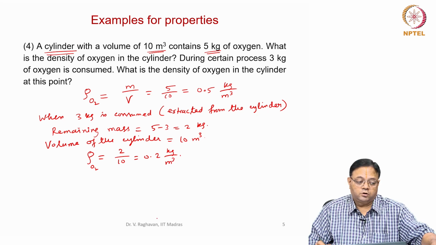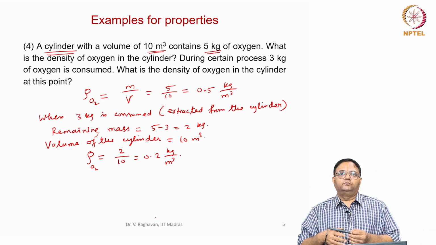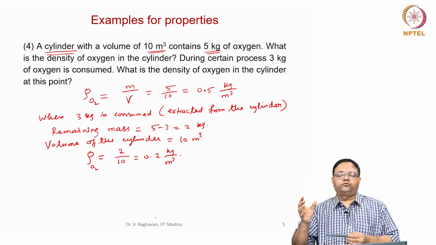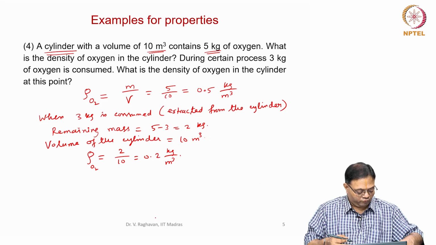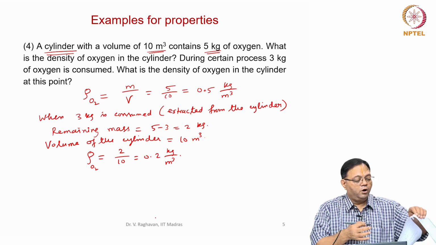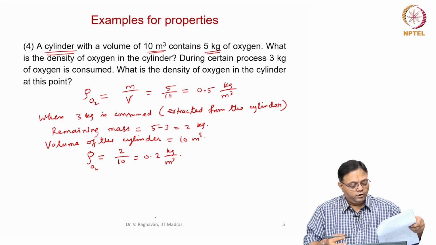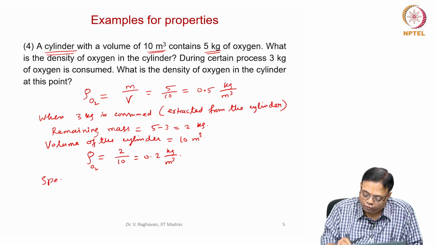So, the cylinder is a rigid volume made of metal, and you can extract the oxygen from this. Once oxygen goes out, the density of the oxygen in the cylinder will decrease obviously, because it is mass per unit volume. On the other hand, let us do specific volumes also.